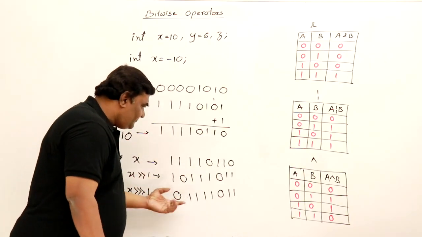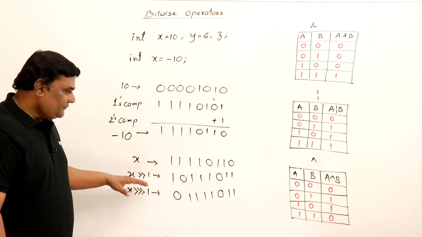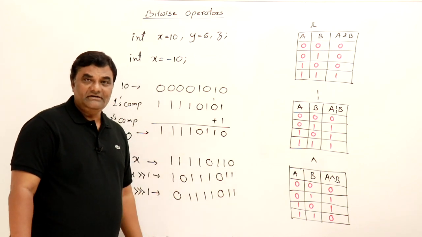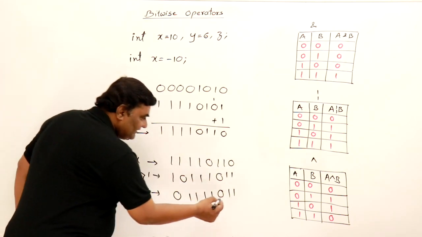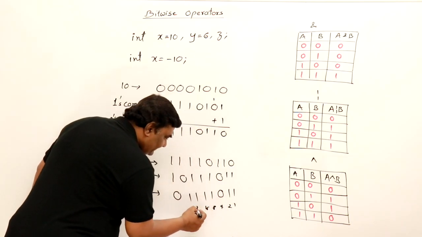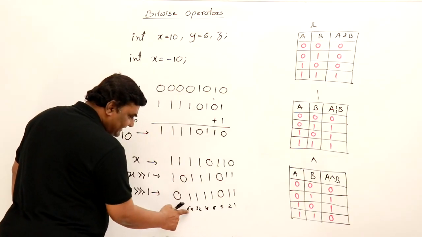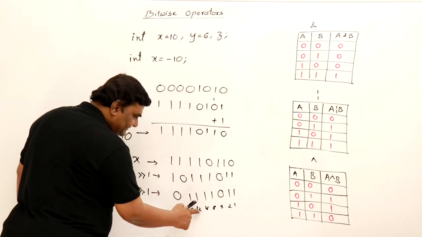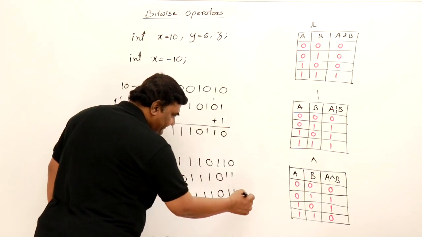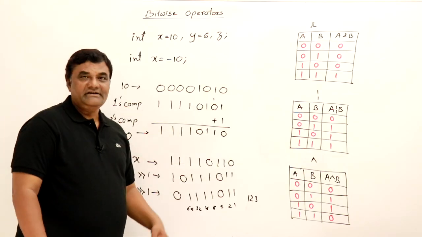So when this became 0, this is a positive number. Yes, if a negative number undergoes an unsigned right shift, it becomes a positive number. Let us see what number we got. This is 1, 2, 4, 8, 16, 32, 64. 64 plus 16 is 80, and 32 plus 8 is 40, 40 plus 80 is 120, and this is 2 plus 1, 3. So this is 123. We got the number 123, and this is positive 123.